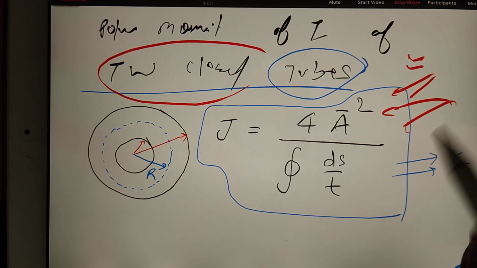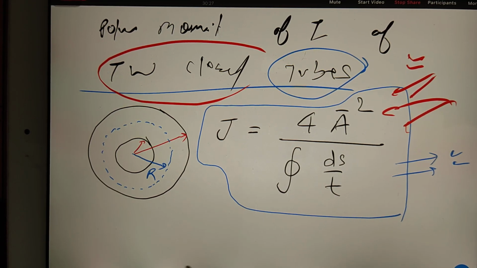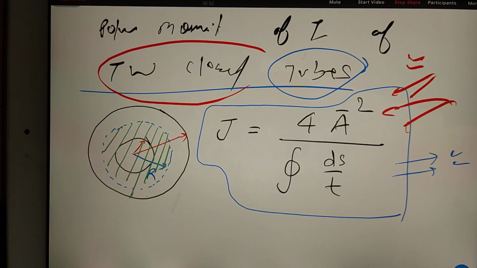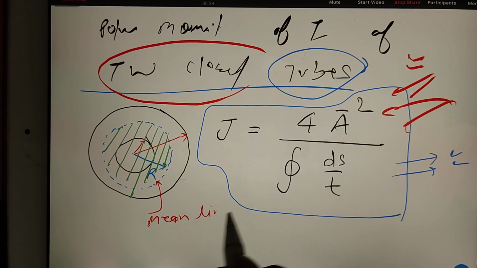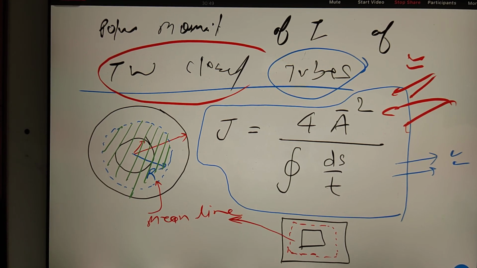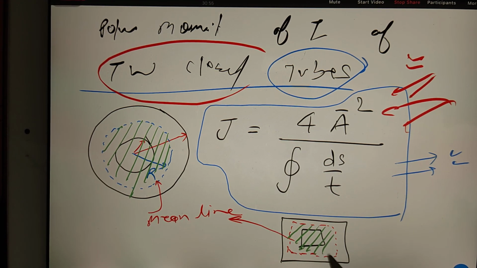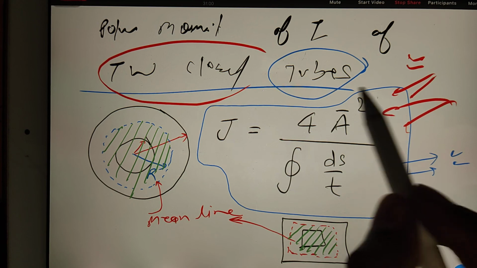Now see, we have to understand the physical feel of A bar squared. So guys, this A bar is nothing but the cross-section area covered under the mean line. You will mention here: mean line. For example, in case of this rectangle, this is going to be your mean line. This is going to be your mean line. Now see how to find out the area under the mean line. It is not a big deal. In case of rectangle also you can find it out, in case of circle also you can find it out. So this part is clear.